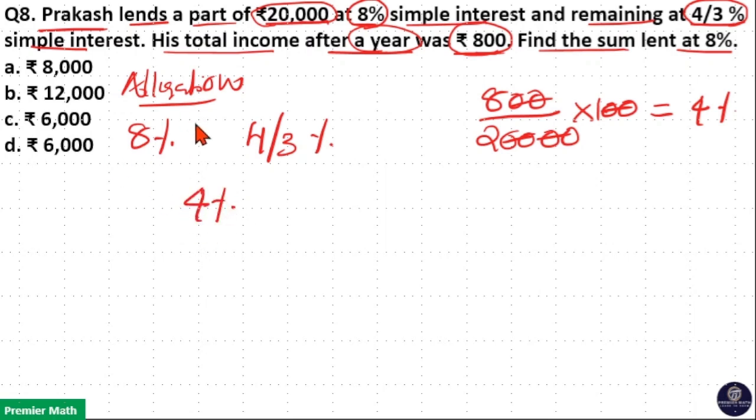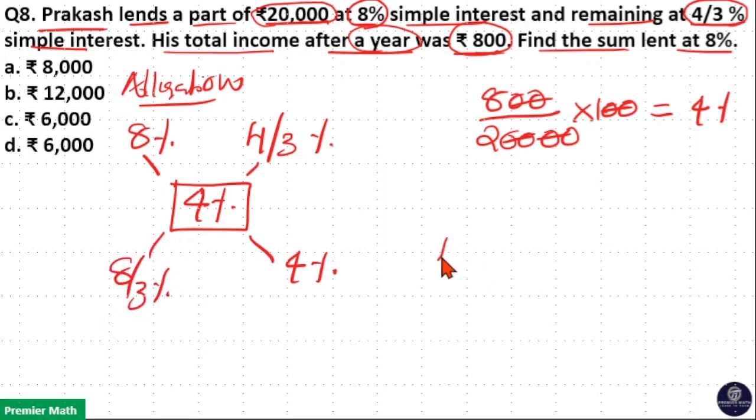Now you can see this 8% simple interest and 4/3% simple interest constitute this 4%. Now take the difference, that is, the difference between 8 and 4 is 4%, and the difference between 4/3 and 4 is 8/3%. That is 4 minus 4/3 is 3 into 4 is 12, 12 minus 4 is 8, so 8/3.